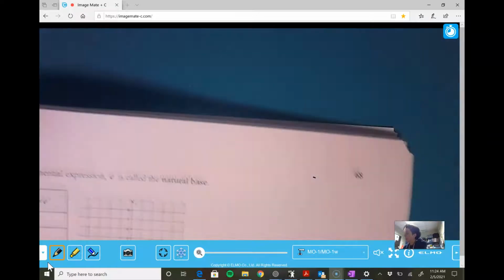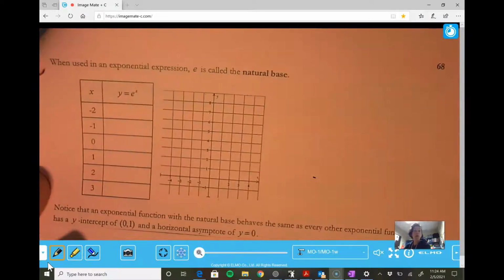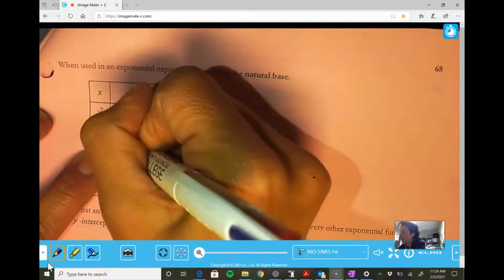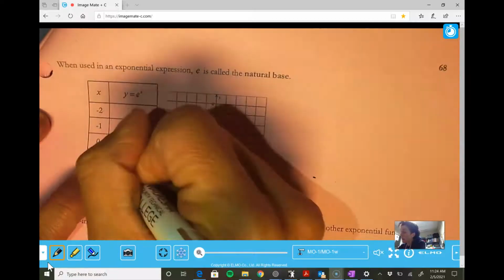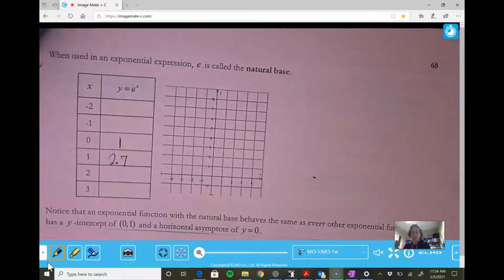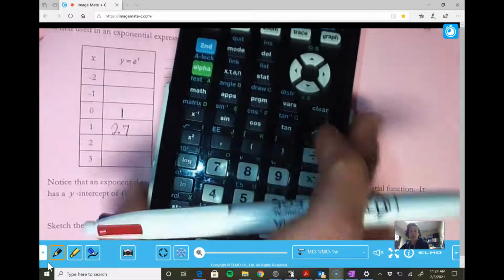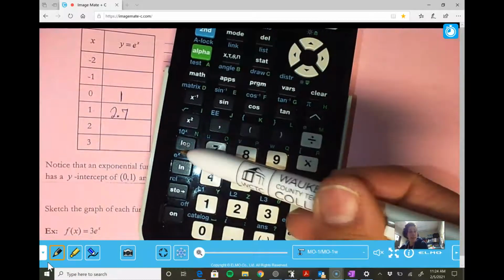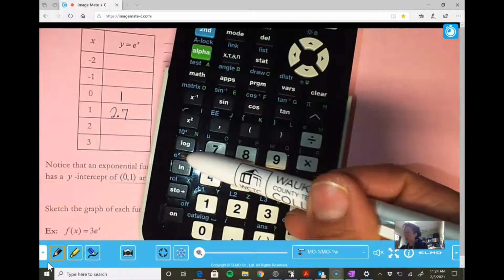So let's take a look at what happens when we graph with e. So again, anything to a 0 power is 1. E to the first power is about 2.7. I'm just going to stick with very simple decimals. And now I'm going to go to my calculator. So real quick, e is on your calculator. There's this e, and then there's this e, which has a built-in exponent. So that's what I'm going to use.